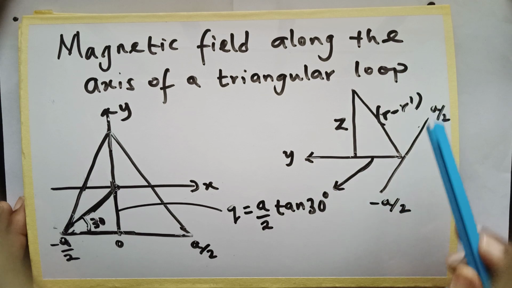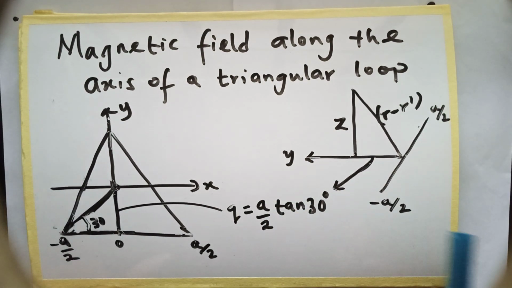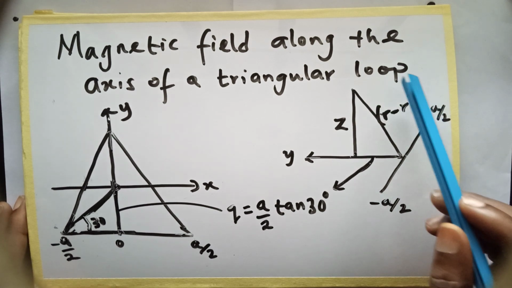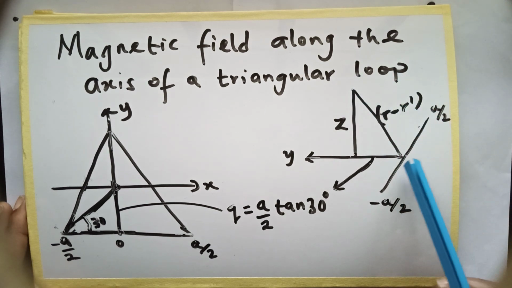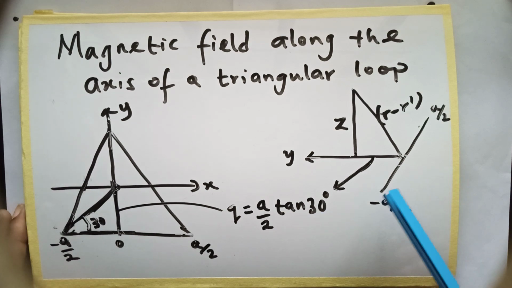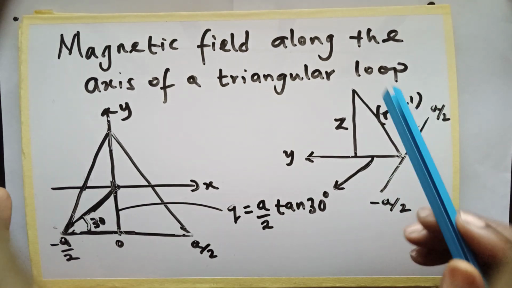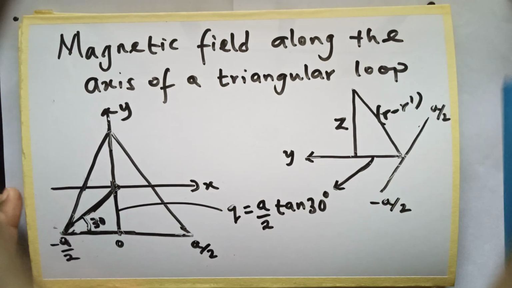So now that we have this and we're able to show that this side is a over 2 times tan 30, what we now want to do is to find the magnetic field at this point as a result of this small element. Then by the time we integrate, the entire length of this side will give the contribution to that particular point. Okay.